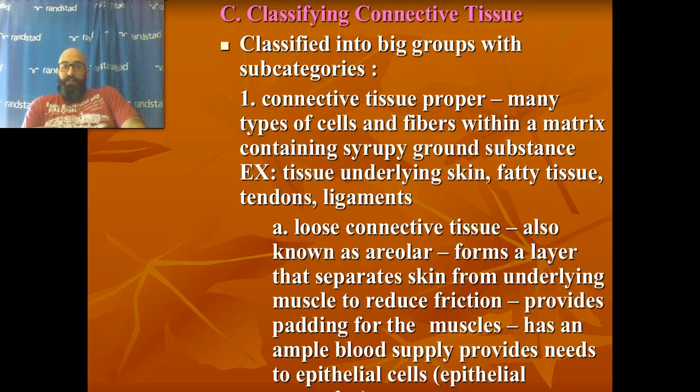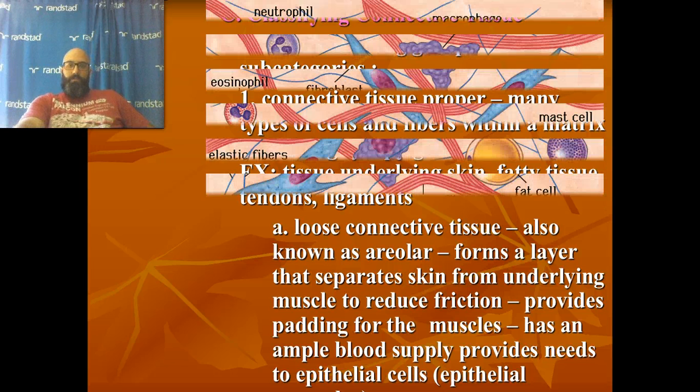That helps reduce friction. It provides padding for the muscles between that and the skin. And the thing about it is it has a very ample blood supply. Keep in mind, epithelial tissue is avascular. It does not have its own blood supply. So the loose connective tissue works in direct contact with areolar tissue to provide it with the necessary nutrients it needs to survive.